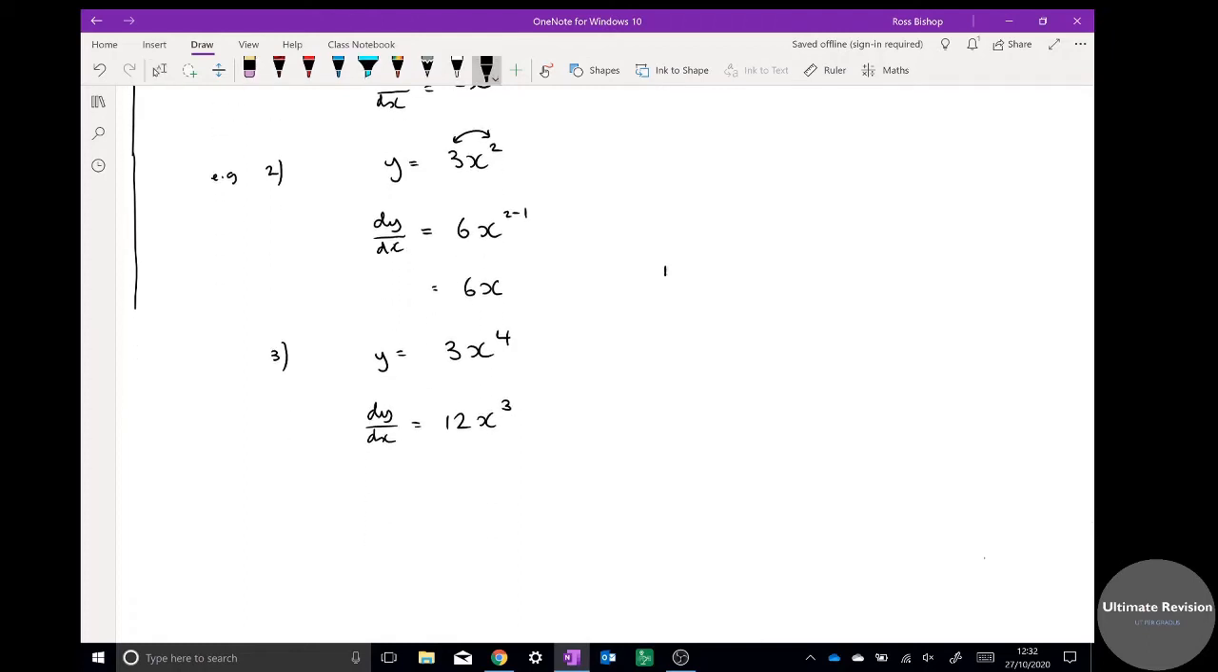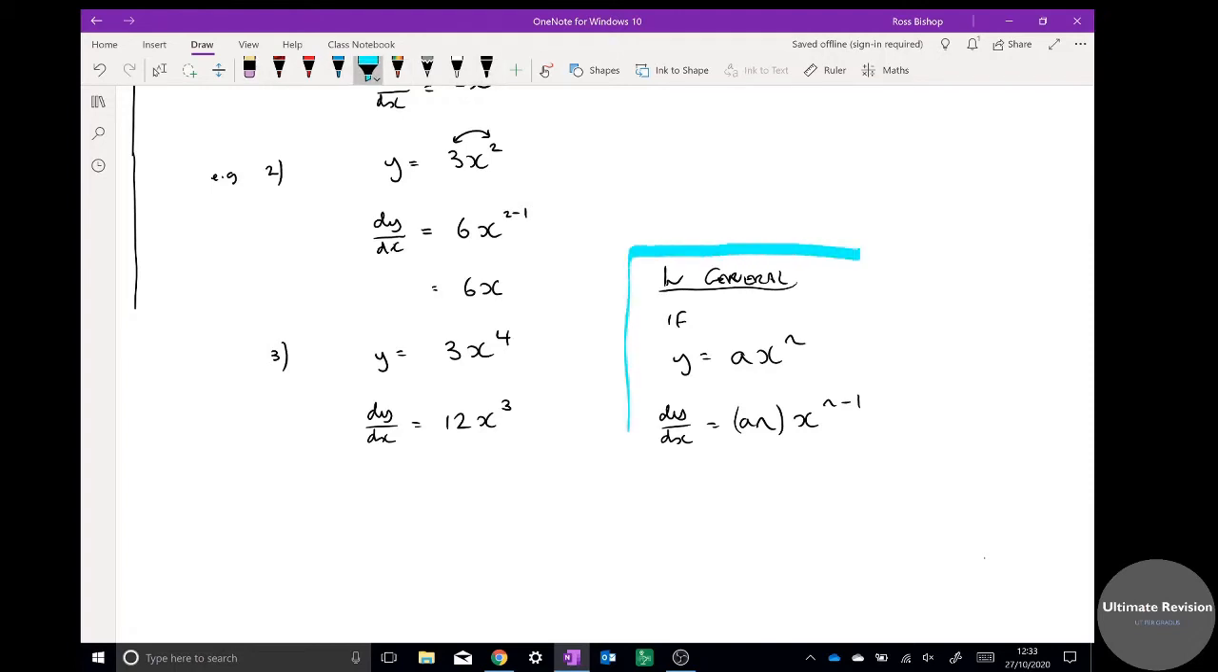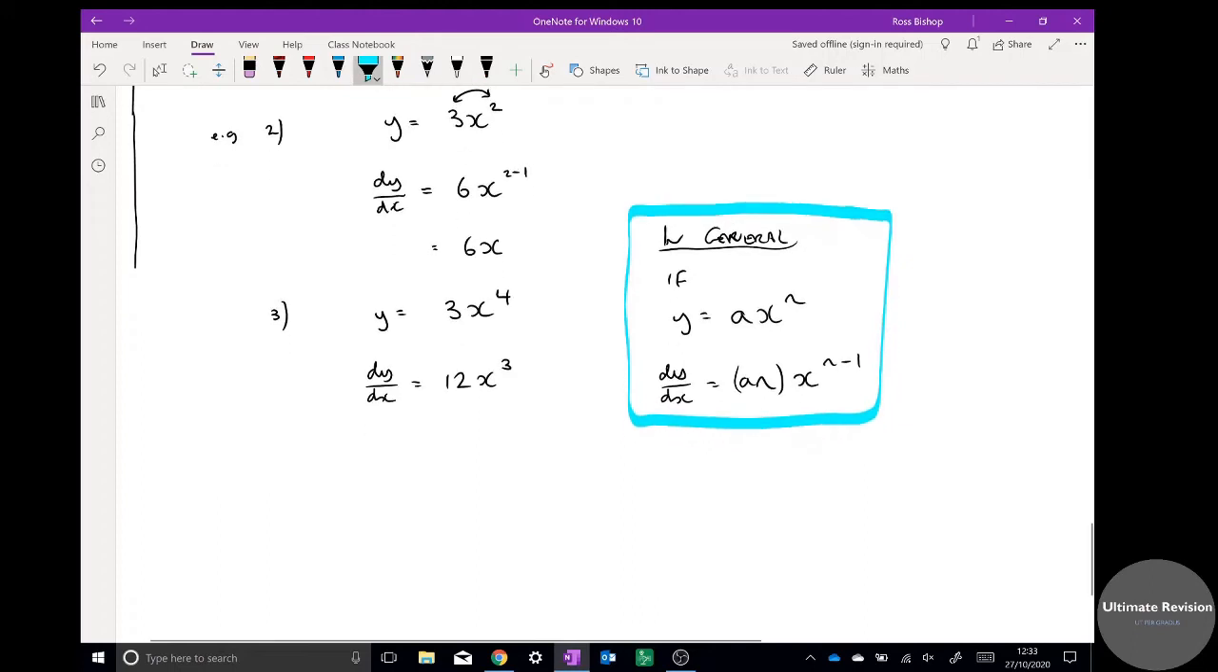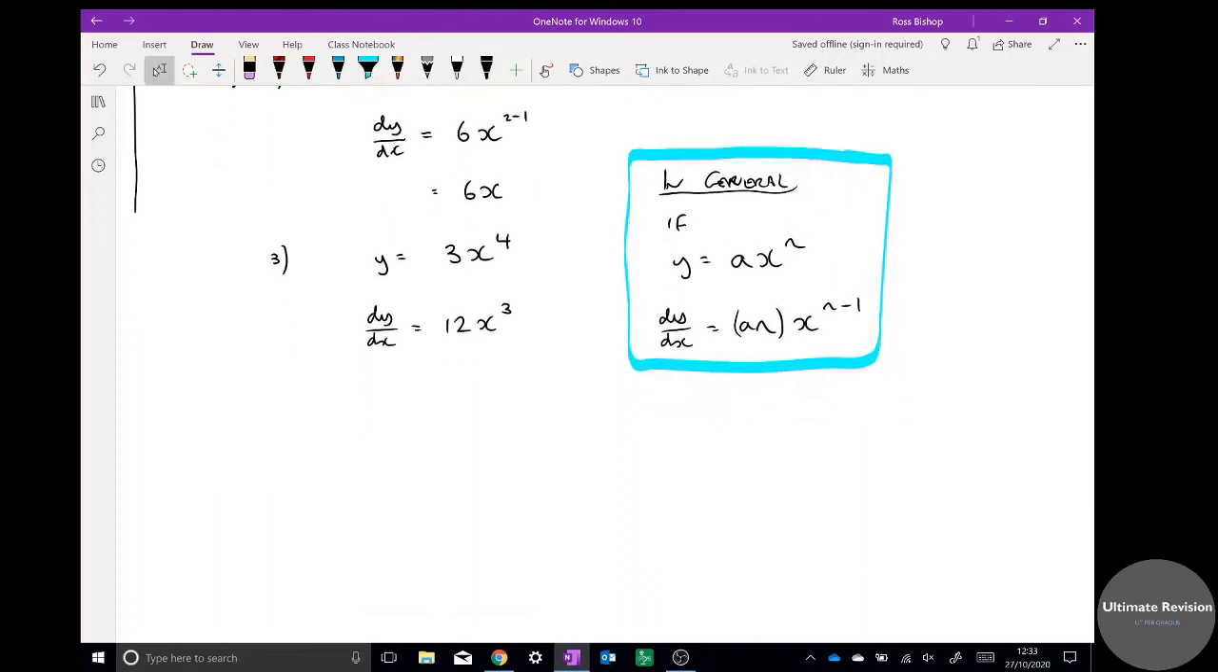Okay, so in general, if y equals ax to the n, dy dx will equal a times n, which goes in front, x to the n minus 1. And you can test that out for yourself. That will always hold true. It's got to be in that form though, ax to the n. And that is definitely worth writing down in a box.